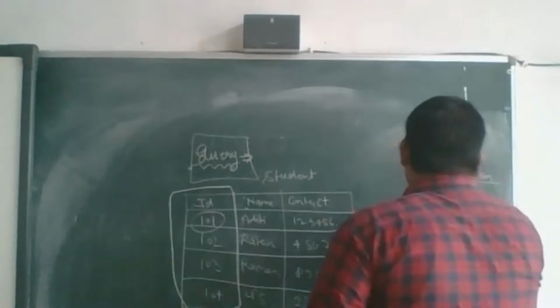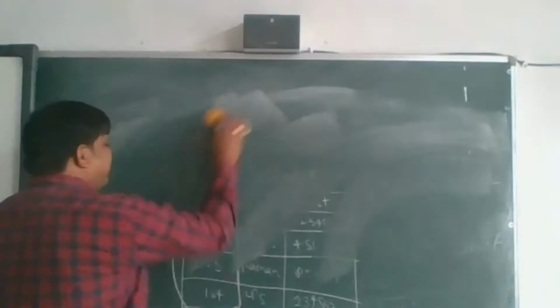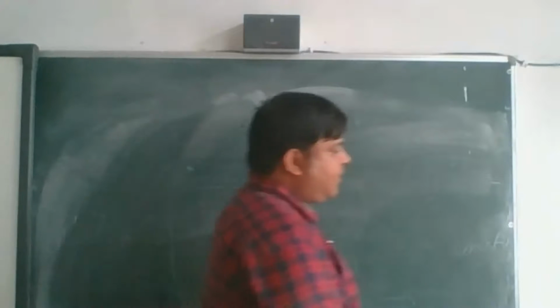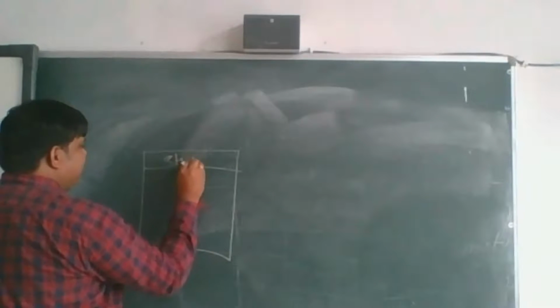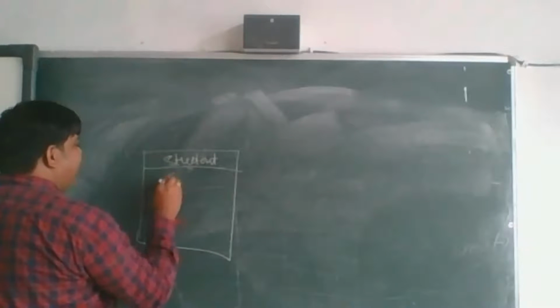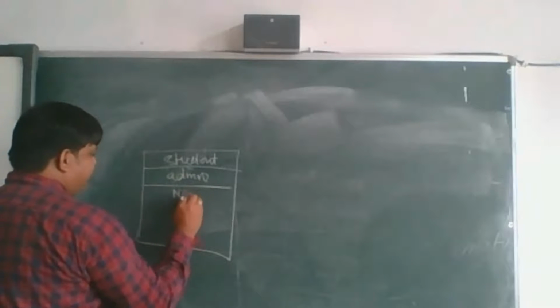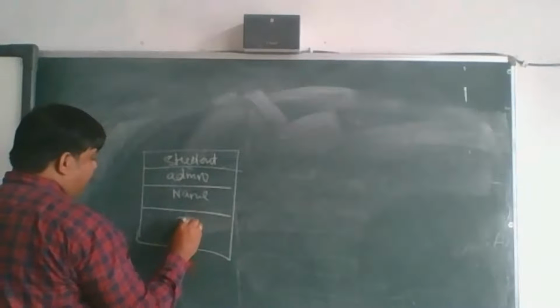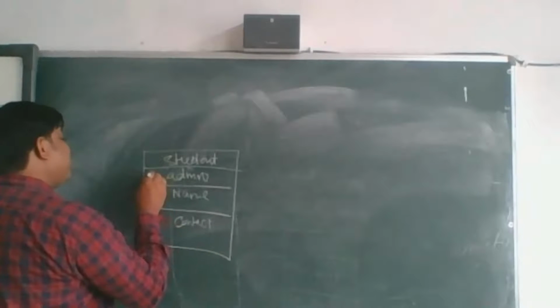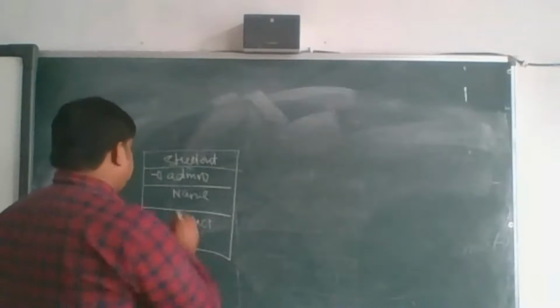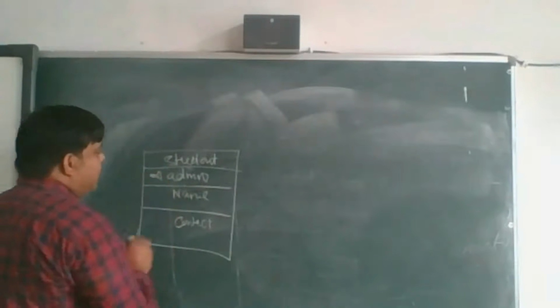Our topic is how to create relationships between tables. Suppose there are 2 tables, one is the student table. In the student table, we have an admission number, a name, a contact number, and here the admission number is a primary key.